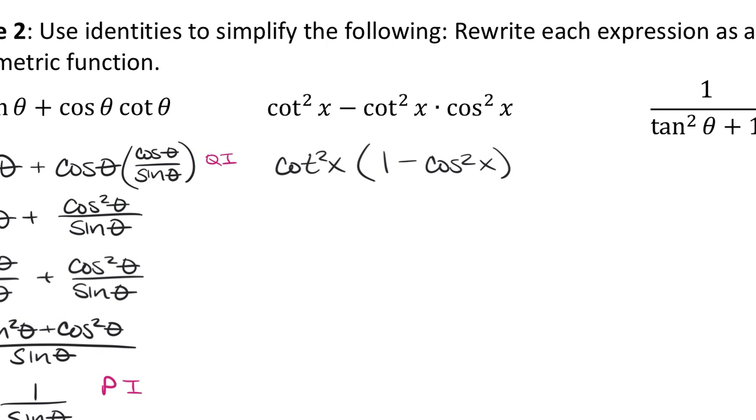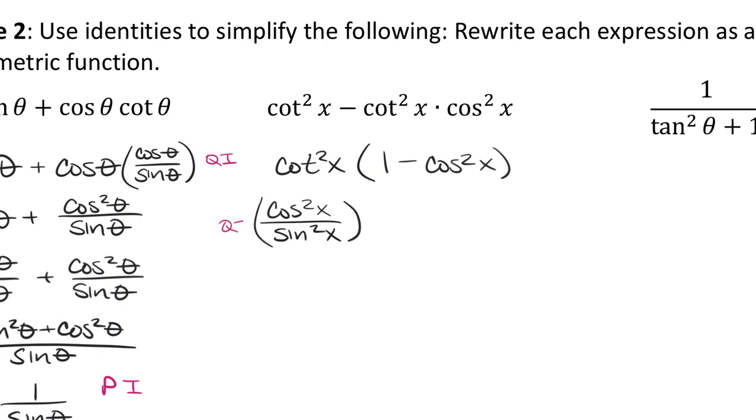Okay, so here's where my spidey senses are tingling. Cotangent squared of x, I can change that to what? Cosine squared of x over sine squared of x. That's your quotient identity.